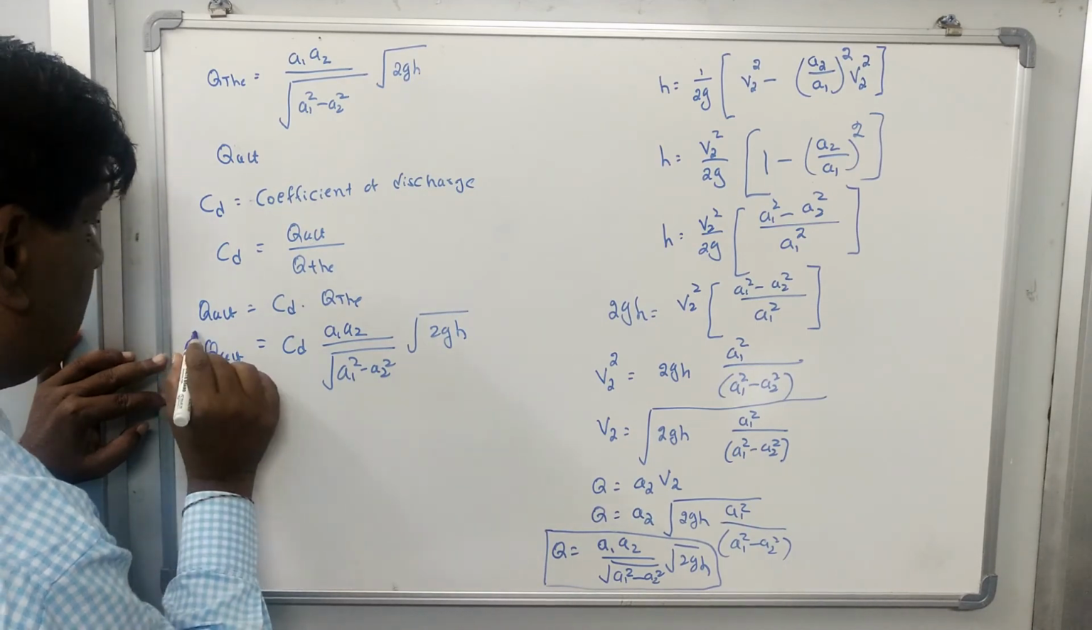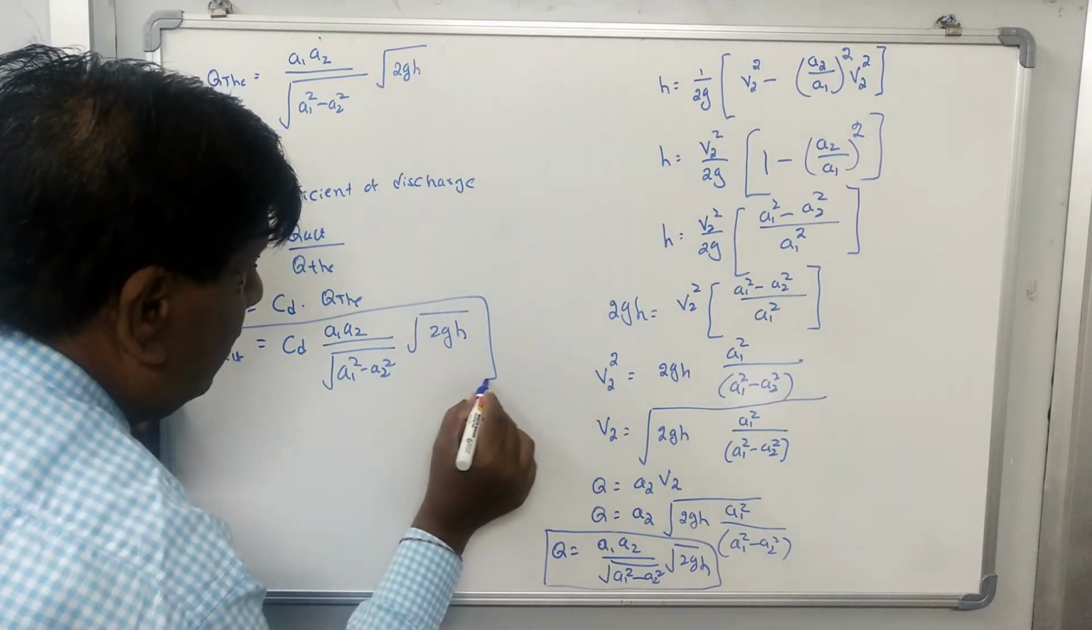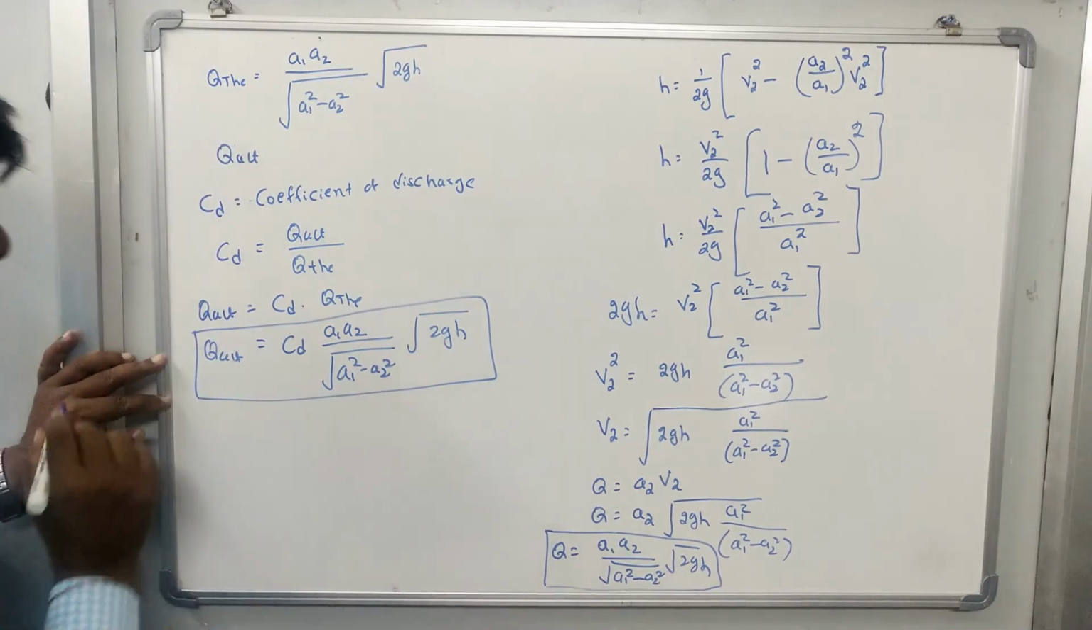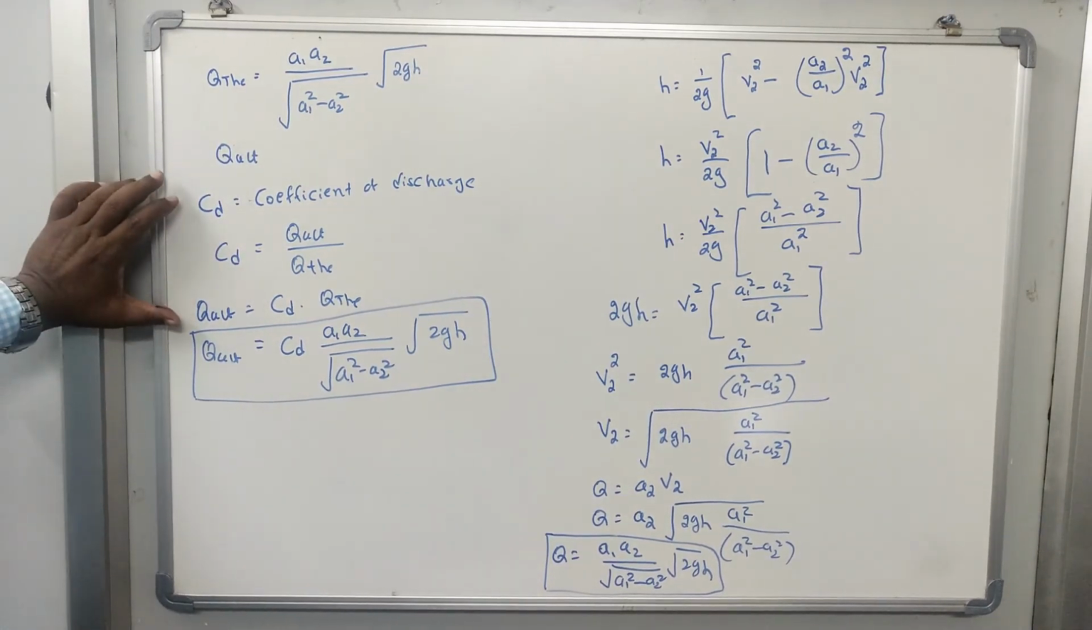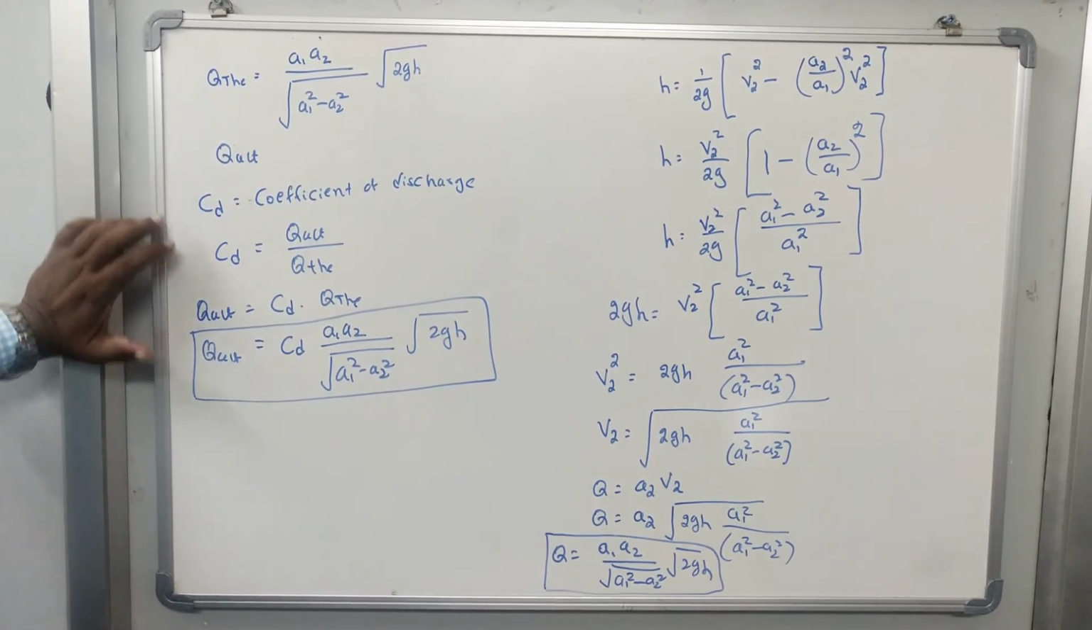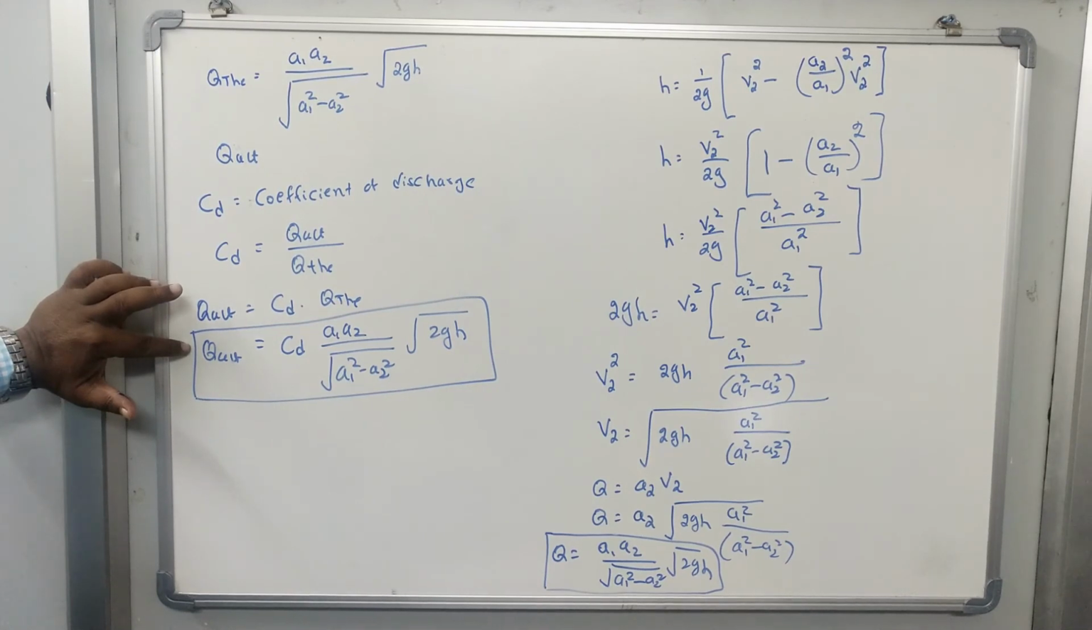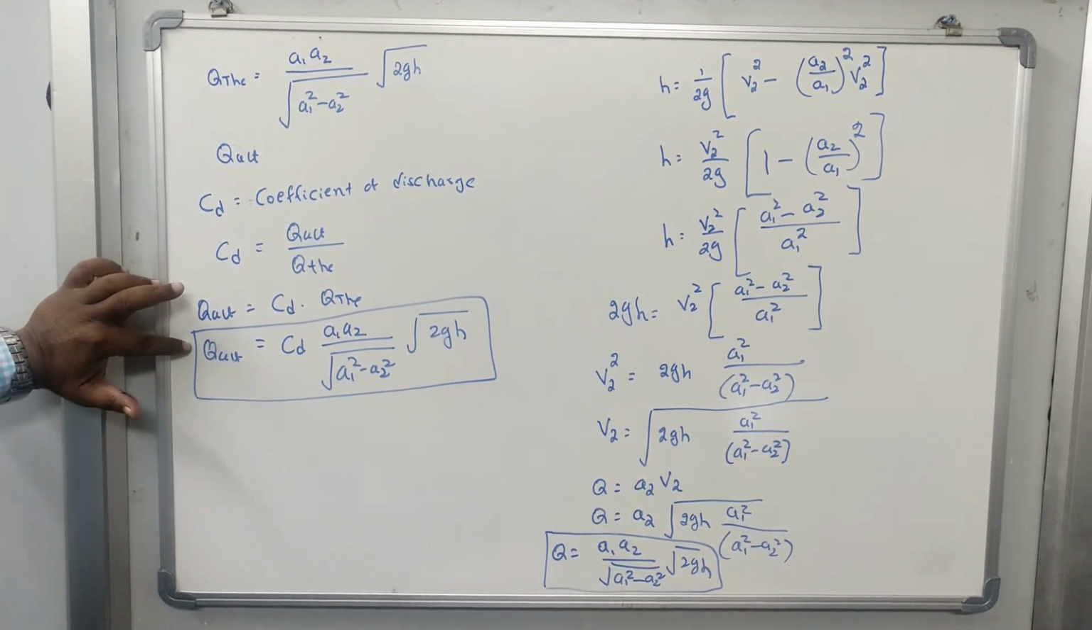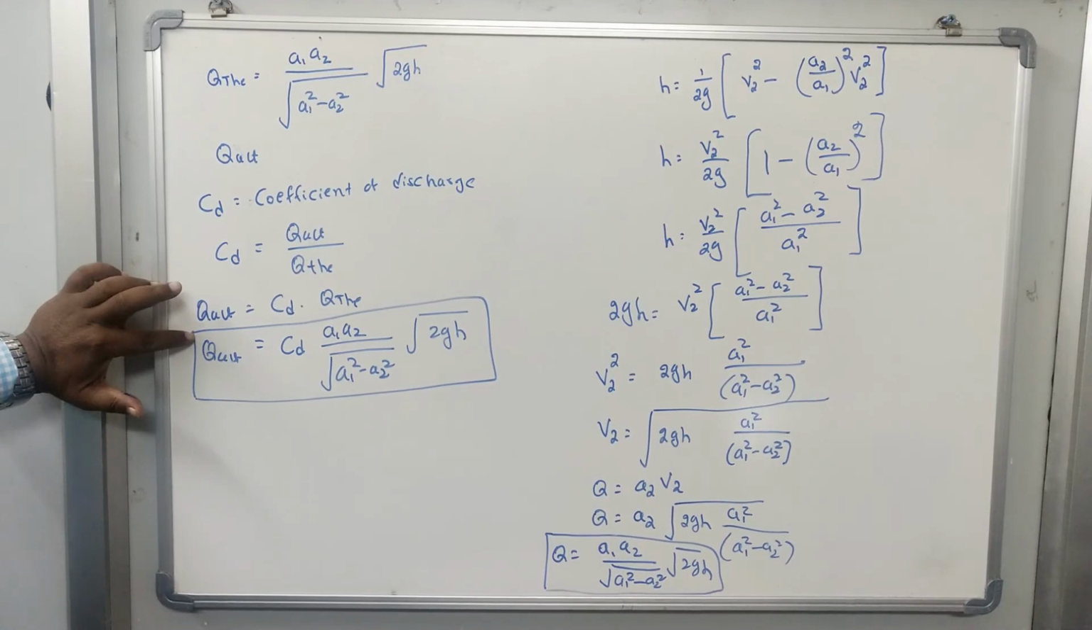So to measure the rate of flow through the pipe, when the fluid flowing inside the pipe is water, Q actual is equal to CD A1 A2 divided by square root of A1 square minus A2 square, times square root of 2GH. So this is the Venturimeter equation.